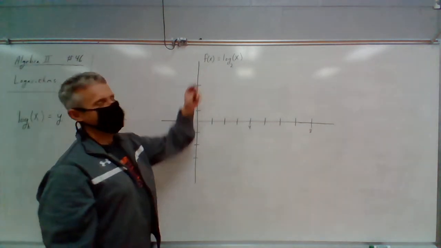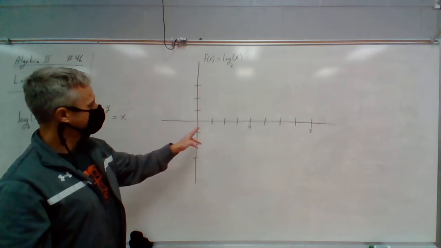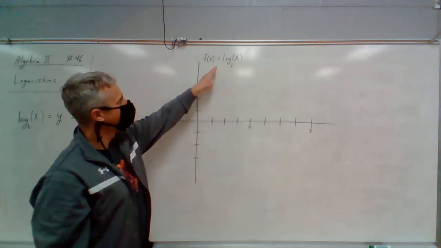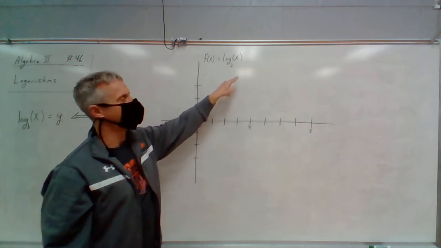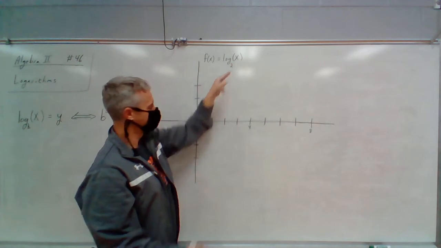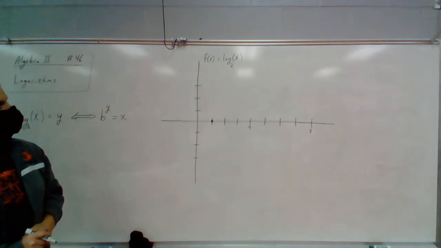All right, so let's graph this function, log base 2 of x. Let's start out with a 1. So I'm going to put a 1 in for x. What's log base 2 of 1? 2 raised to what power gives me 1? Well, that's 0. 2 raised to the 0 power is 1.